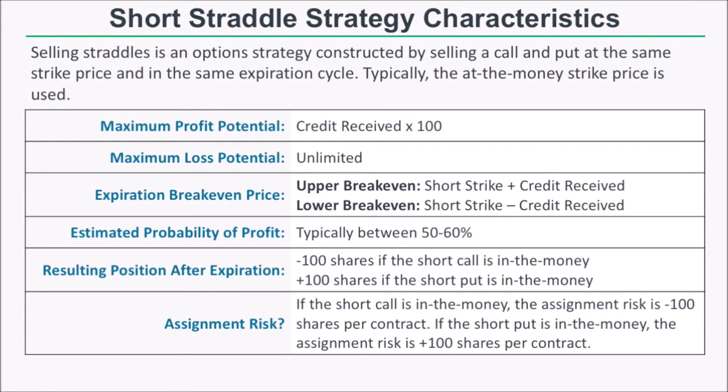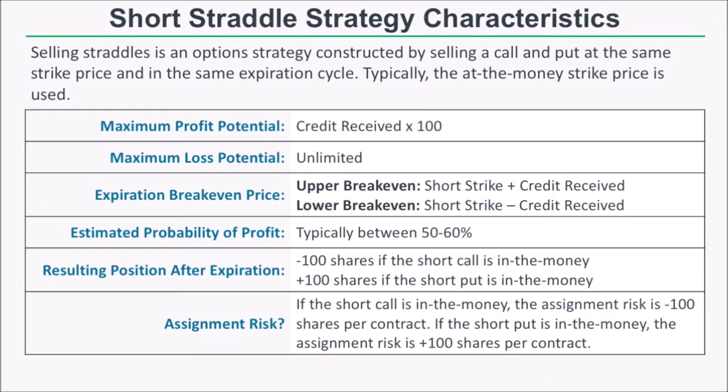Since the short straddle strategy includes a short call option that is not covered by long stock or another offsetting long call option, there is theoretically unlimited loss potential on the upside for a short straddle. That's because there's no limit to how much a stock price can increase, so you have unlimited loss potential on that short call, in theory.